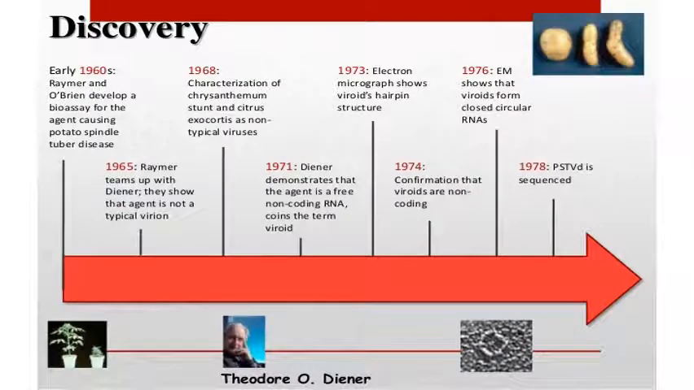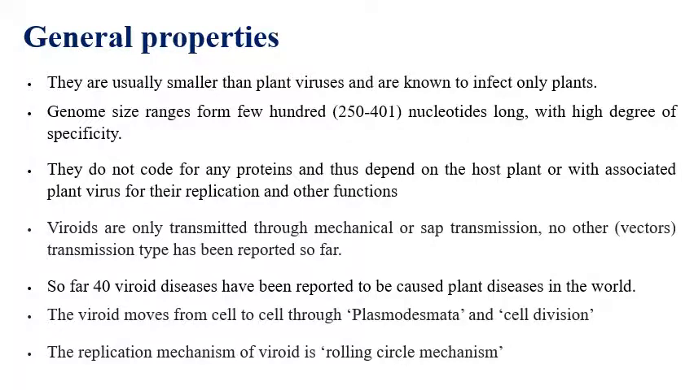Coming to the discovery, this is a small timeline which starts in 1960 with Raymer and O'Brien, and then in 1971 Diener first demonstrated this viroid. In the year 1978, the first viroid to be sequenced was potato spindle tuber viroid. This is the timeline for viroid. Now we'll see the general properties of viroids.